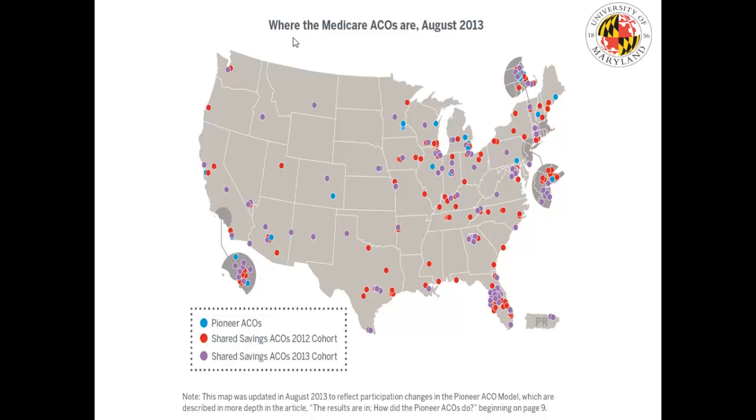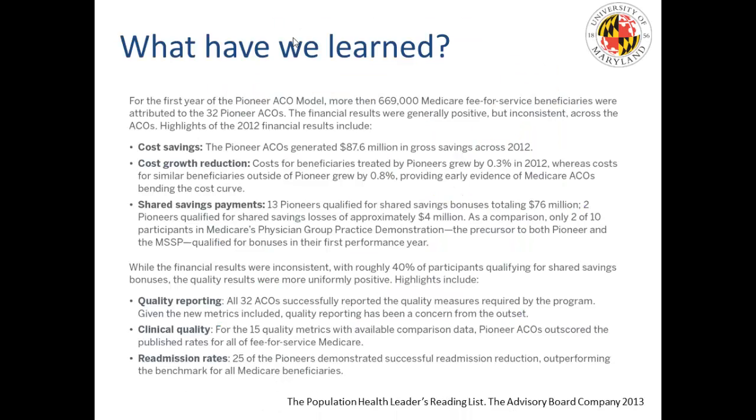All right, so these are the accountable care organizations across the nation. Where are we, and what have we learned for the first year? More than 669,000 individuals were impacted by these 32 accountable care organizations. Overall, the financial results were positive, but inconsistent across them. And you'll see that there's significant savings here, something to celebrate. 87.6 million in savings just in 1 year across 2012. That's major. Wonderful, wonderful thing.